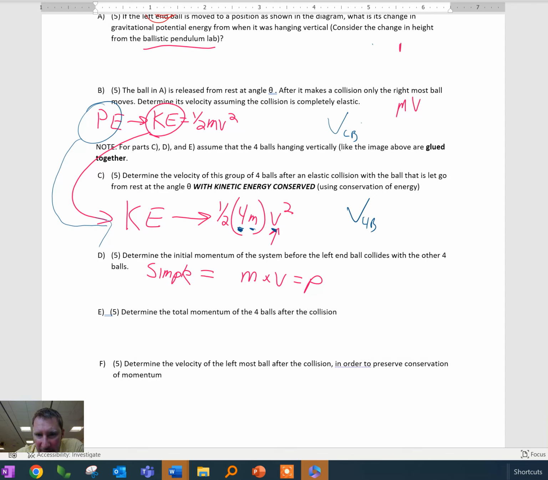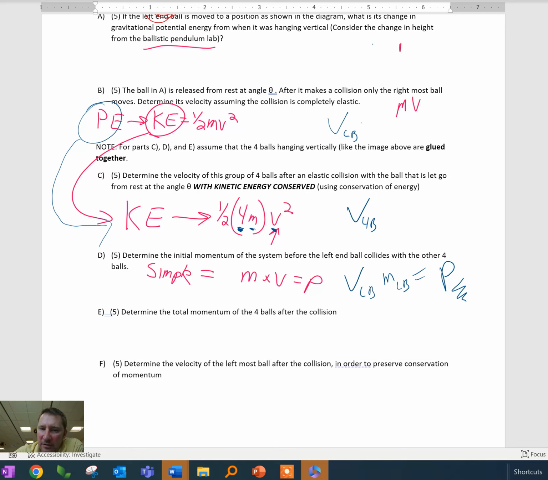Question number 5, letter D, you're looking for the initial momentum. So you have the velocity of that left ball and the mass of the left ball. So that's going to give you the total momentum of the system. This is also going to be conserved.